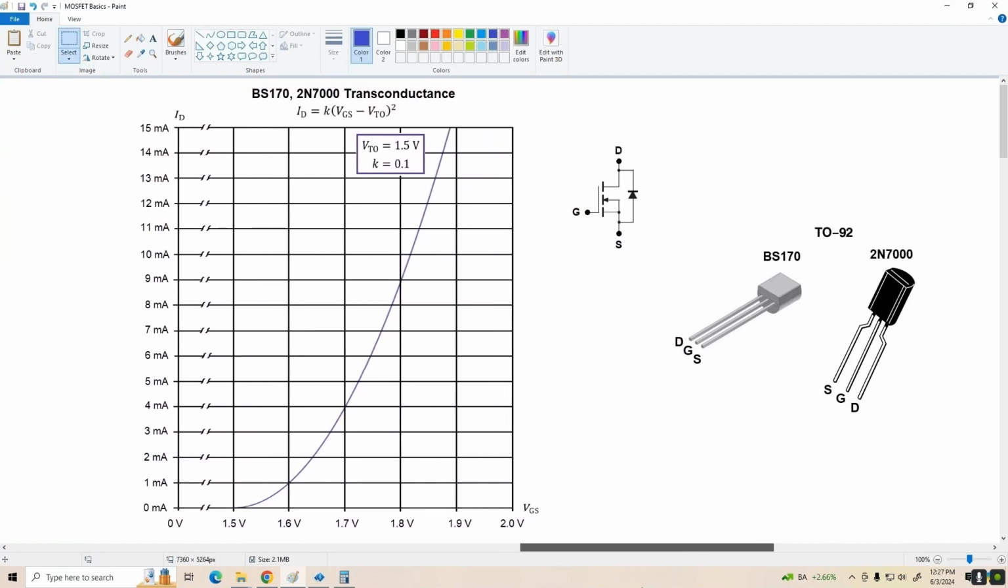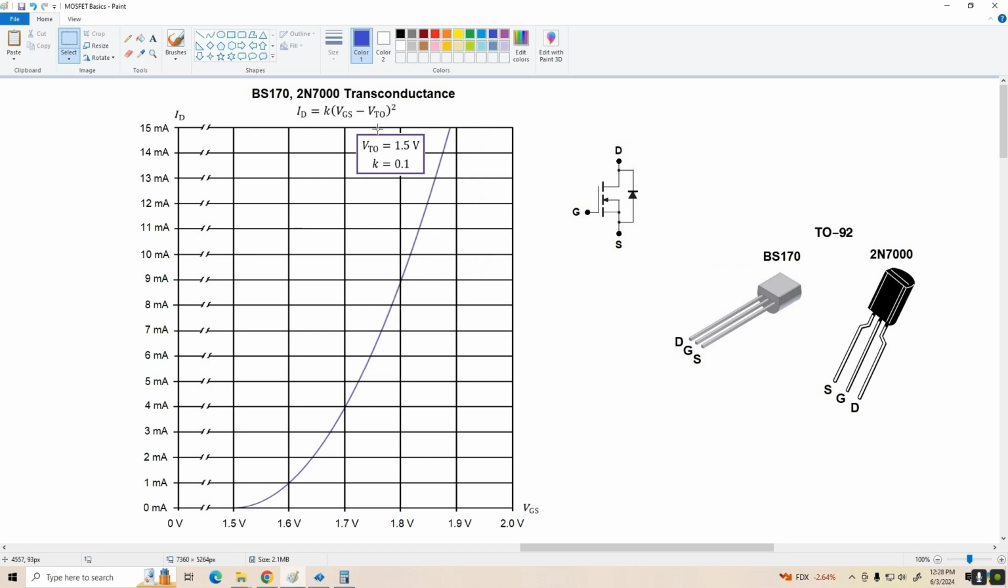All right, I grabbed a whole bunch of random BS170s and 2N7000s and sat down in the lab and made some measurements and plotted my own transconductance curves for low drain currents, and this is what I came up with. I got an effective threshold voltage of about 1.5 volts, and K still came out to be about 0.1 amps per volt squared. And so I'm going to use these values in our upcoming analysis problems.